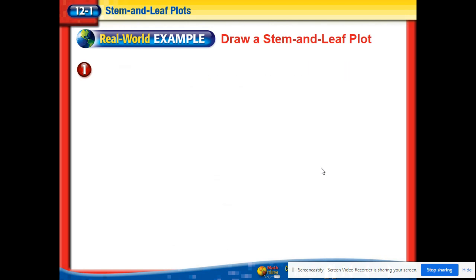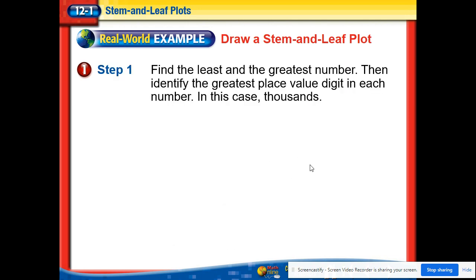All right, so what do we do? Step one, we're going to find the lowest and the highest number, the least and the greatest. Then we're going to identify the greatest place value digit in each of the numbers, and in this case, it's going to be in the thousands. Now, most of the ones that we're going to do are just going to be two-digit numbers. But here we have 22,000 and 3,000. I'm sorry, 2,200 and 3,000.